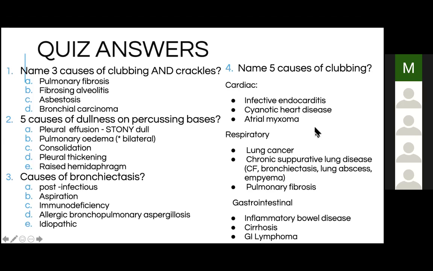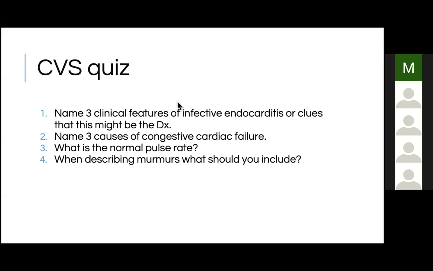And then in terms of causes of clubbing, I like to group them according to systems. So cardiac causes: cyanotic heart disease, atrial myxoma, infective endocarditis. Respiratory would be lung cancer, chronic suppurative lung disease such as cystic fibrosis, bronchiectasis, lung abscess, or empyema, and then pulmonary fibrosis. Then finally, gastrointestinal: inflammatory bowel disease. I think maybe the other person was referring to ulcerative colitis, was talking about clubbing, not talking about bronchiectasis. Maybe that's what it was. Cirrhosis or GI lymphoma.